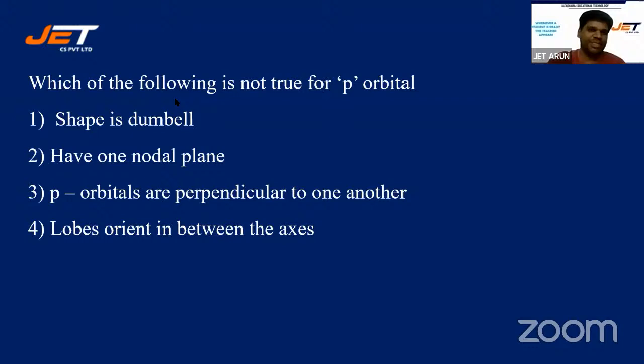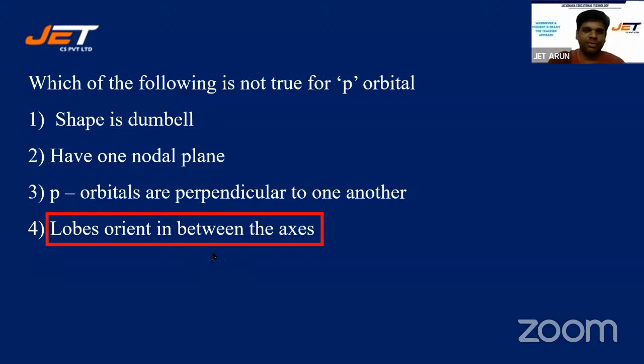All right, let's look at the key, students. Yes, that is not true. P orbitals are perpendicular to each other, that's right. They have one nodal plane, that's right. Shape is dumbbell, that's right. But they don't orient between the axes.